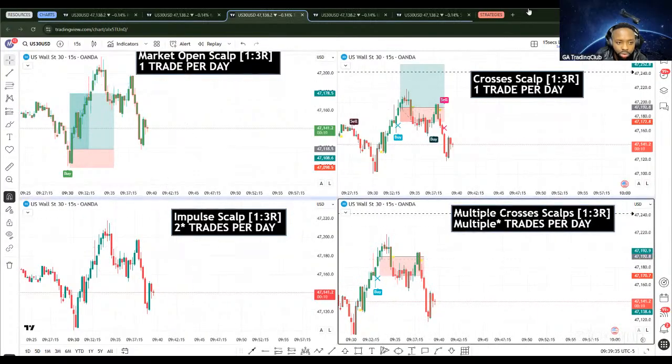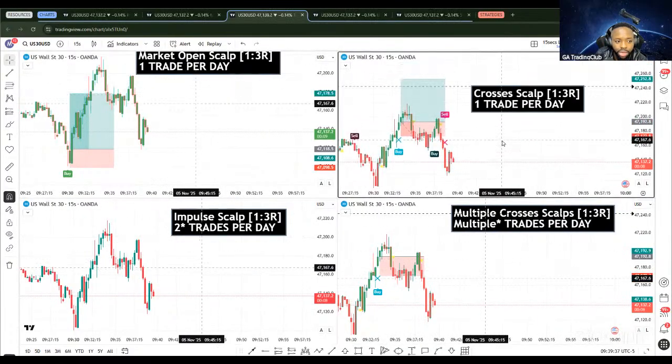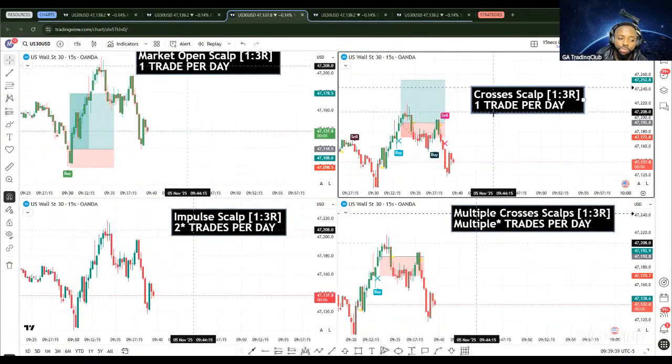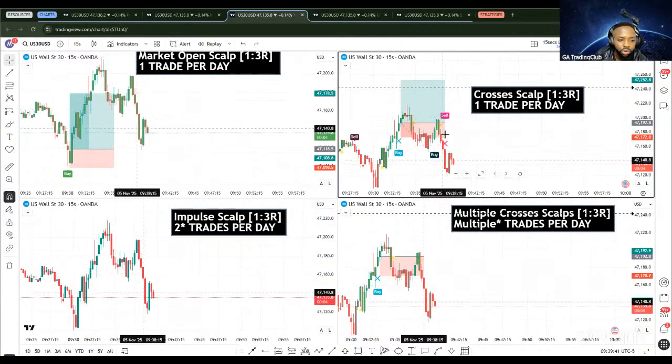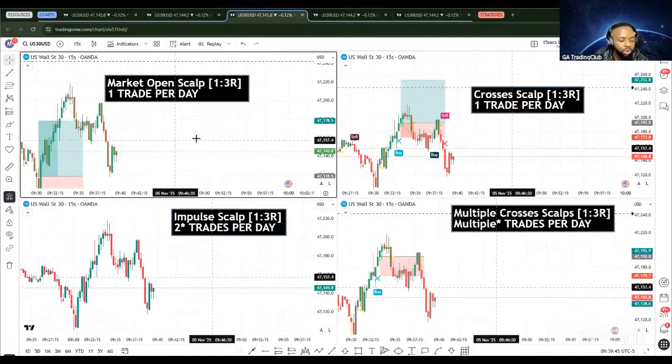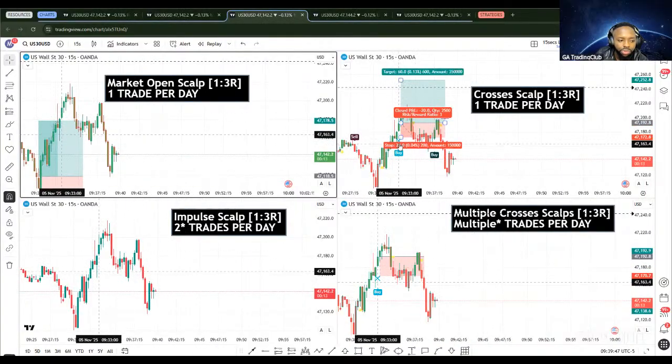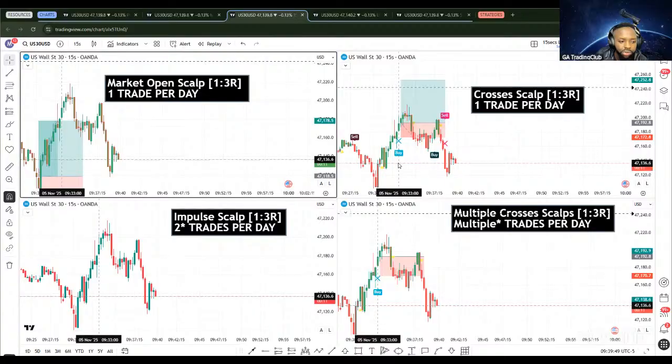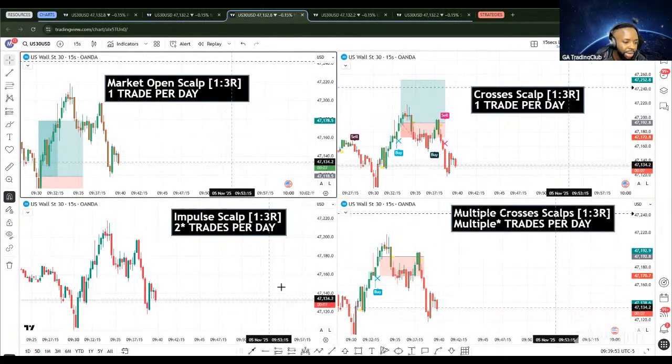Now, this one, the crosses scalp, here you're just waiting for the first signal after market open, similar to this market open scalp. So you're waiting for the first signal after market open. So today for the crosses entry, the first signal came at 9:33, and unfortunately it ended up losing.